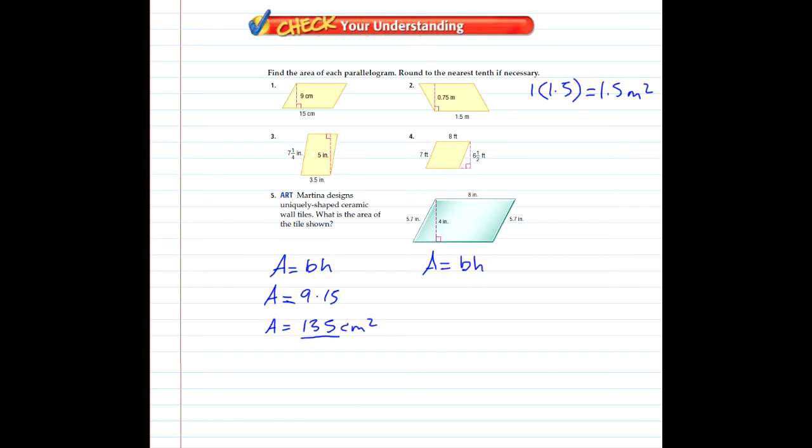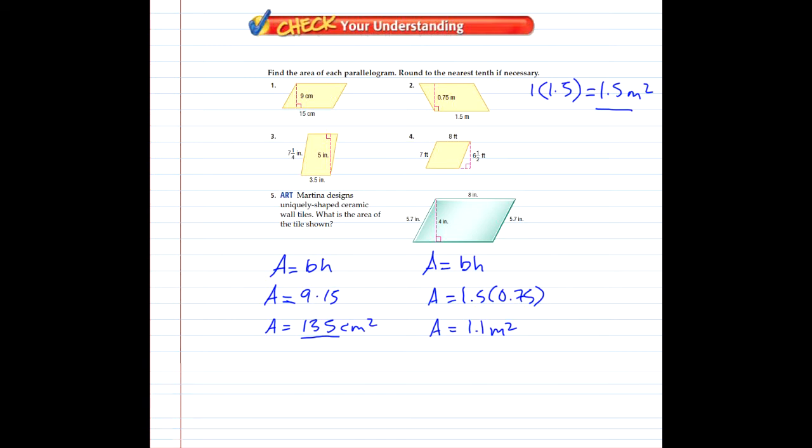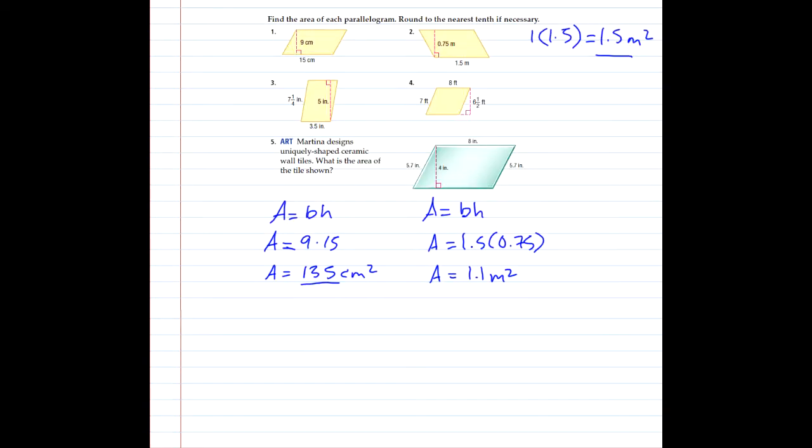Area equals base times height. My base is 1.5. My height is 0.75. My actual area turns out to be 1.1 meters squared, in agreement with my estimate. Number 3, I'm going to do 7 times 4. Actually, tricked me there. This is not my height. This is my height. So I'm going to do 5 times 4, which is 20.